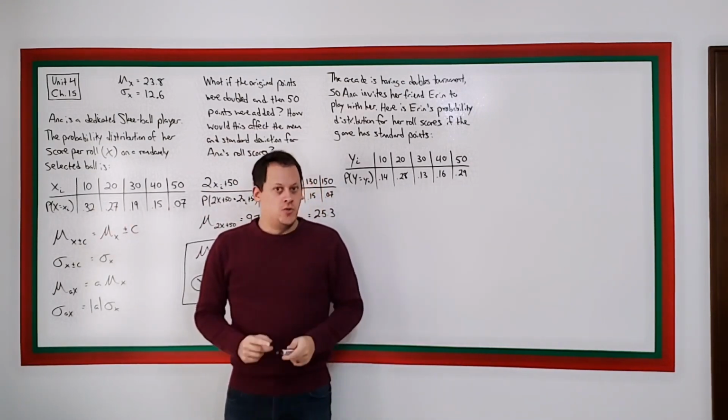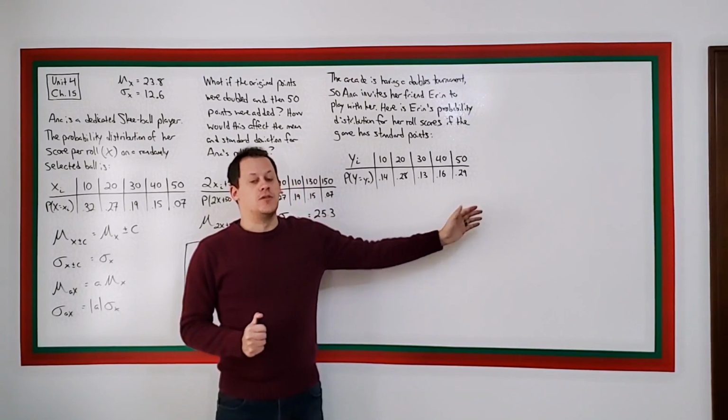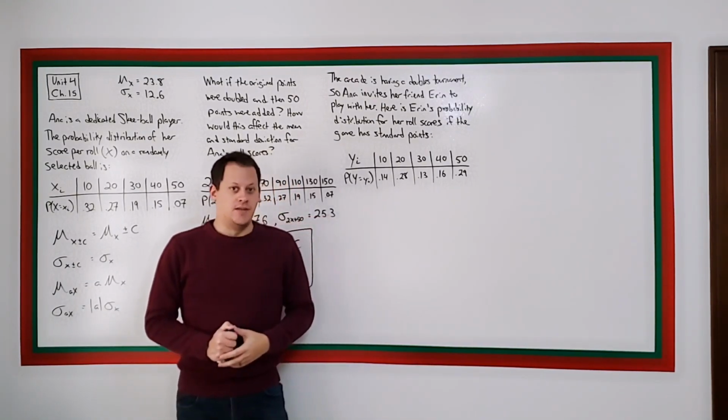But what I want you to do right now is I want you to take Erin's probability distribution and find the mean and standard deviation.